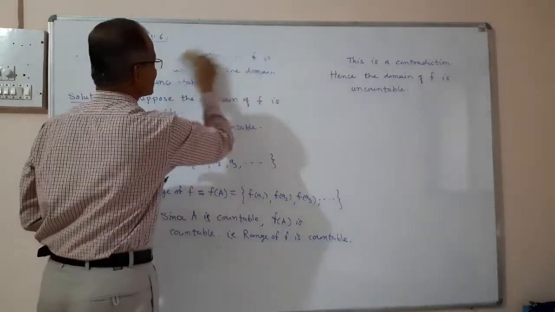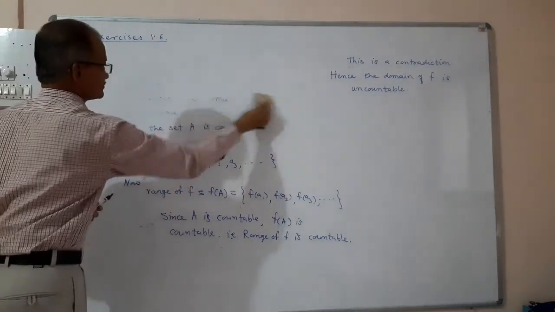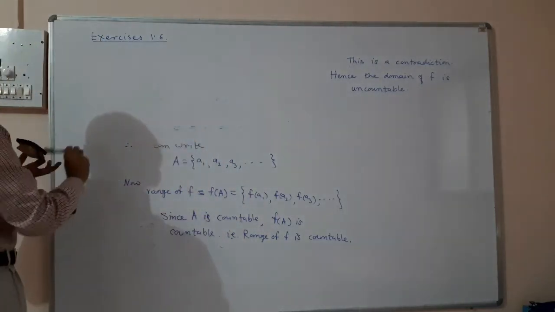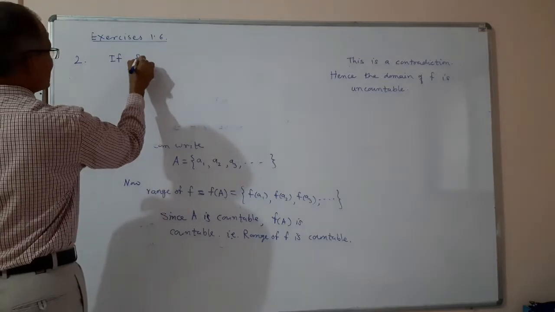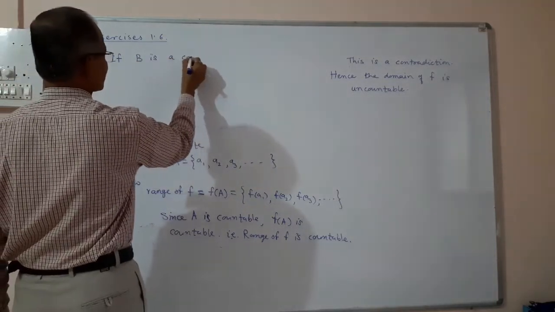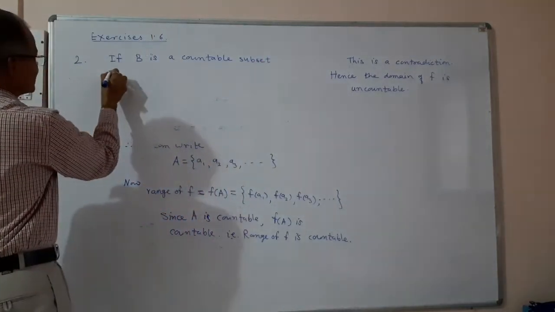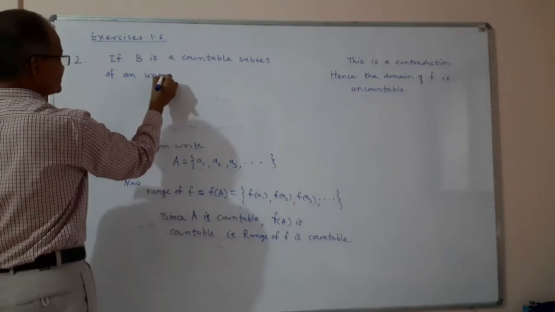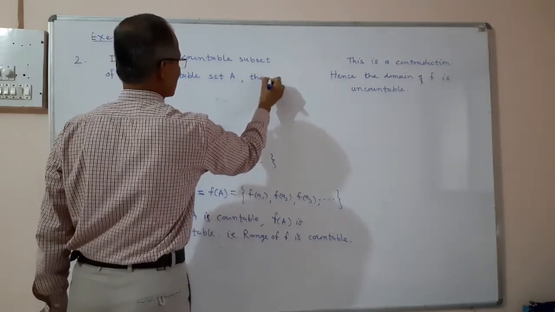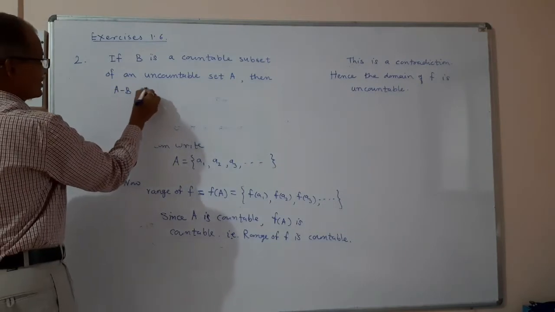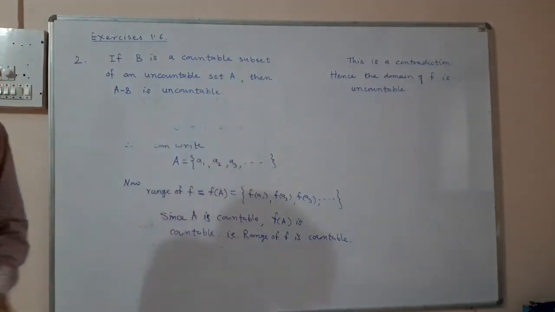Now the second example which we consider is: if B is a countable subset of an uncountable set A, then A minus B is uncountable. So this is the second result.